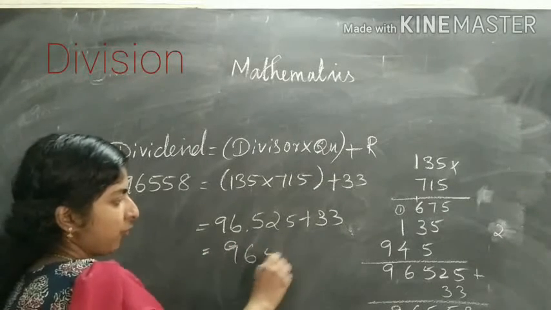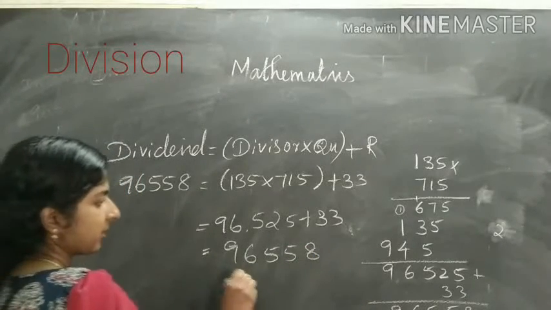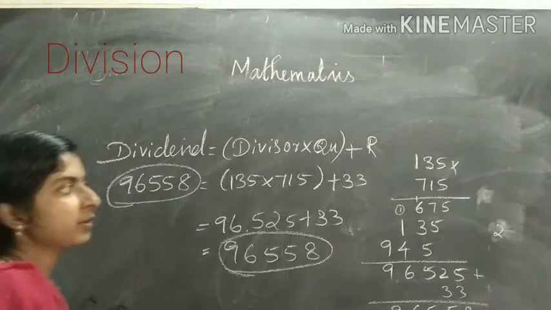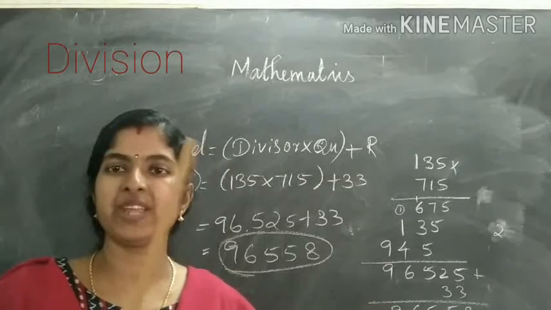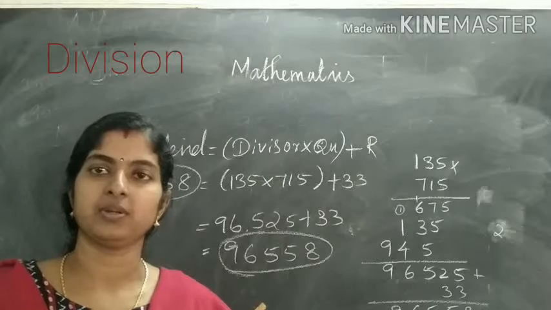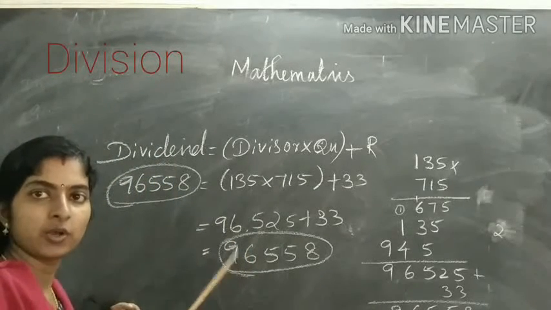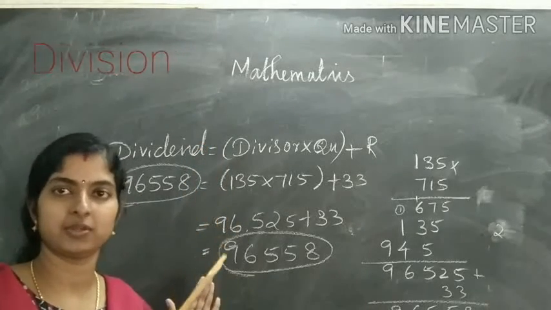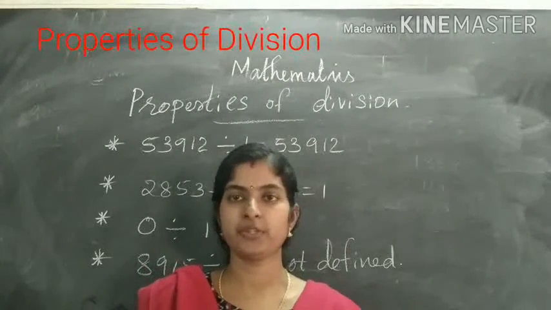Here 9, 6, 5, 5, 8. Here and here, the same answer. So your answer is correct. The quotient 715 is the correct answer. Here both the answers are same. So your quotient 715 is the correct answer. Okay. Next one, properties of division.